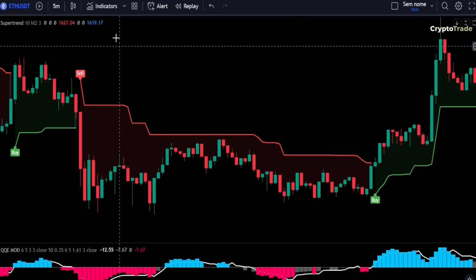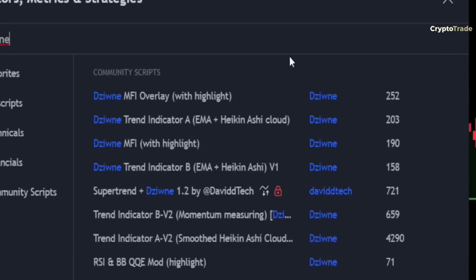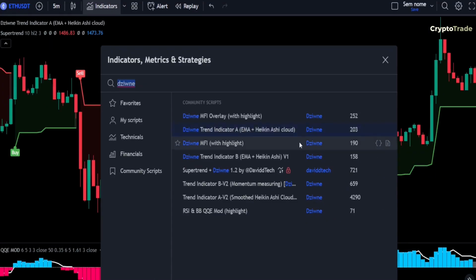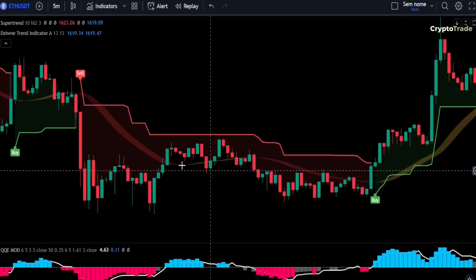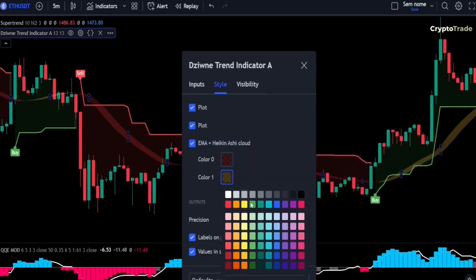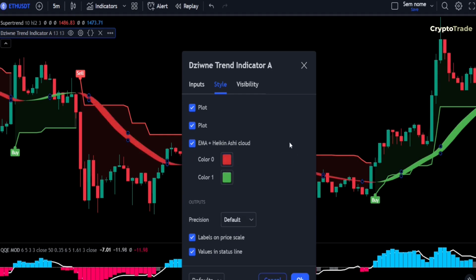To add the third and last indicator to the chart, open the indicator search bar in TradingView and type DZIWNE TREND INDICATOR A. Select the indicator as shown in the video. Click on Settings and in the Style tab change color 1 to green. Increase the opacity of both colors to 100%. Setup is complete.